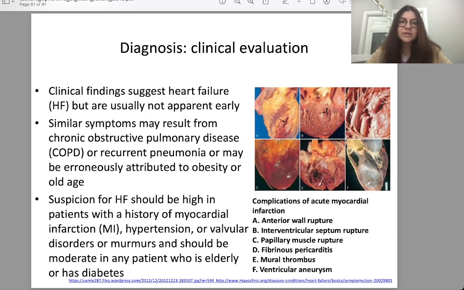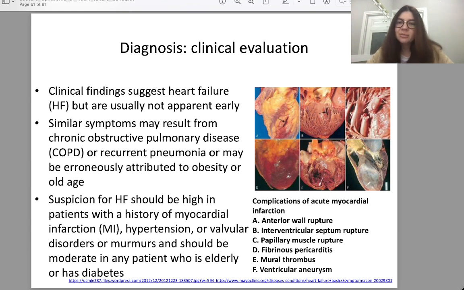Clinical findings suggest heart failure, but usually are not apparent early. Similar symptoms may result from chronic obstructive pulmonary disease like COPD or recurrent pneumonia, or may be erroneously attributed to obesity or old age. Suspicion for heart failure should be high in patients with a history of myocardial infarction, hypertension, or valvular disorders, or murmurs, and should be moderate in any patient who is elderly or has diabetes.